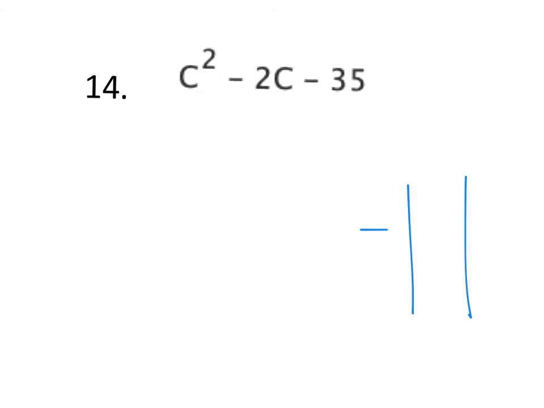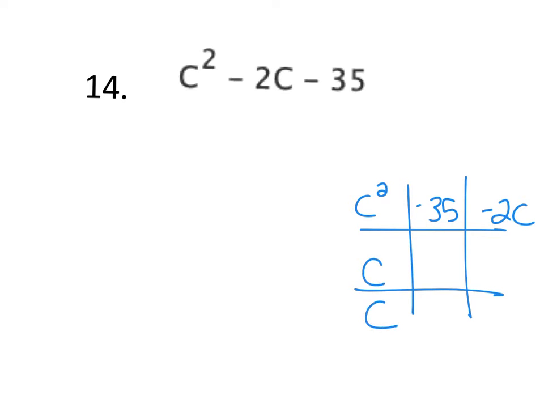Again in 14, no GCF greater than 1, so setting up my tic-tac-toe board, factors of c squared are c and c. Factors of negative 35 means one's positive and one's negative. So I'm going to have 1 times 35 and 5 times 7. I'm going to start with 5 and 7. I'm going to put 7 here and 5 here.